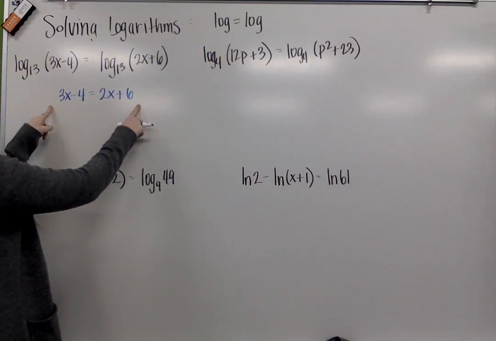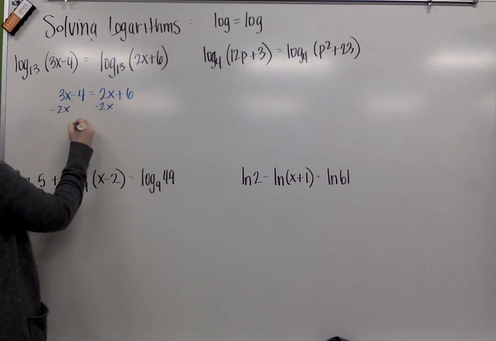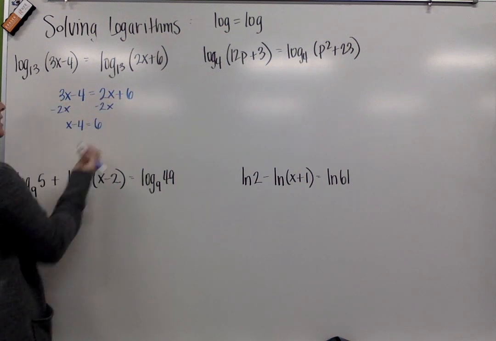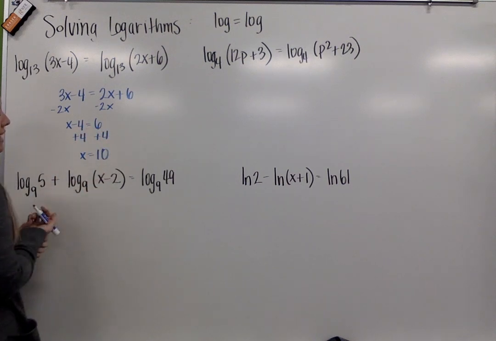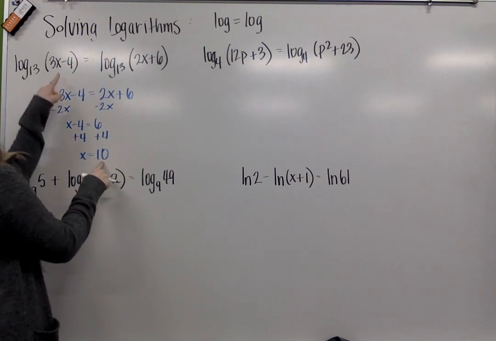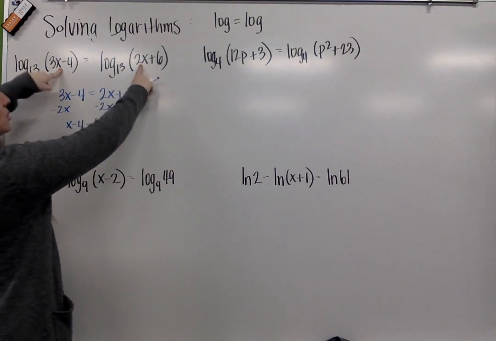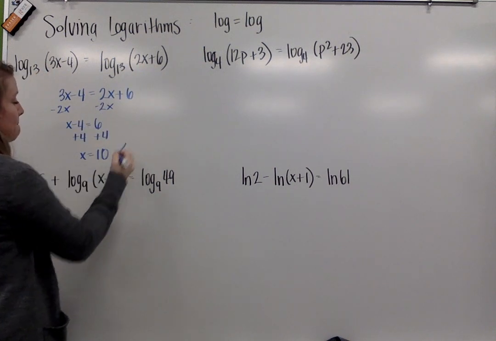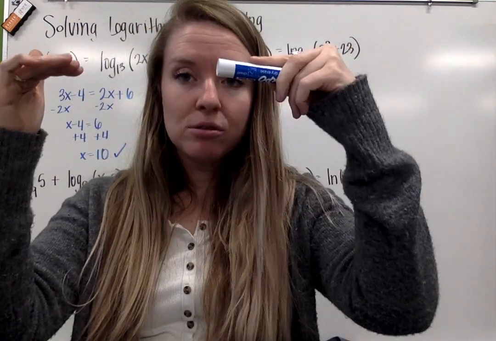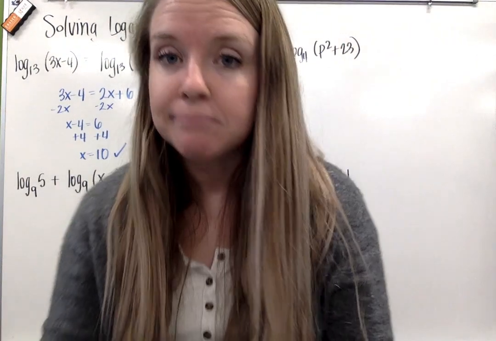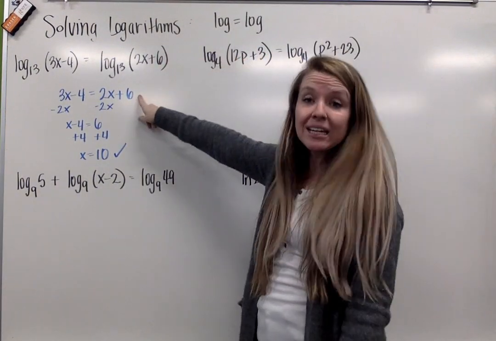So all I have to do is solve this linear equation here. I'm going to minus my 2x over. So I have x minus 4 equals 6. Add 4 over, and my solution is x equals 10. So if we notice, I can plug that back in. I'm going to have 30 minus 4, which is 26. And that's 20 plus 6 is 26. So boom, there's my answer. What x value is going to make those logs equal? Pretty simple, right?